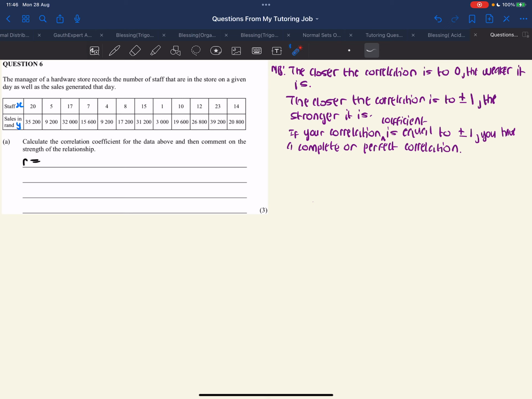14, with 14 it's 20,800. And then after putting in all your x and y values, you click on the button that says AC. Now on your screen you should see a 0 there.